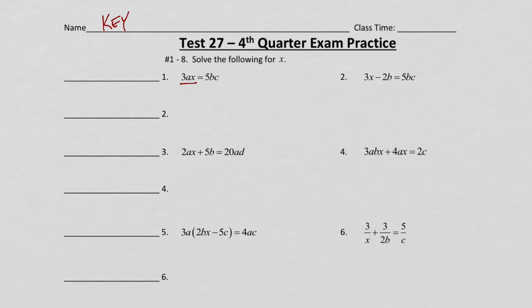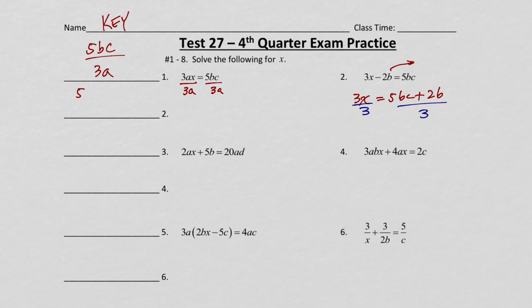Okay, for number 1, we're going to divide each side by 3a, and we're going to get x is equal to 5bc divided by 3a. For number 2, we're going to move this 2b across to the other side, and remember, it flips signs when you do that. So we have 5bc plus 2b, and then we're going to divide each side by 3. So we're going to get x is equal to 5bc plus 2b all over 3.